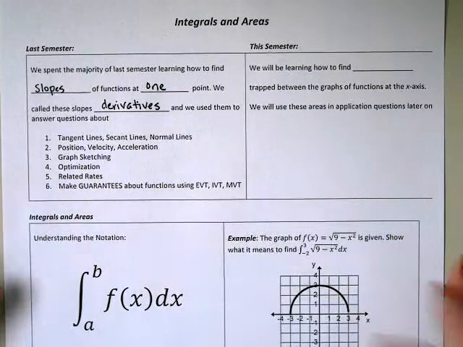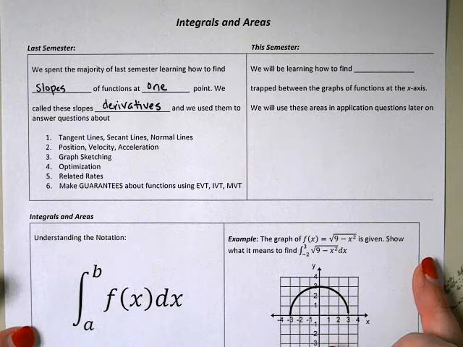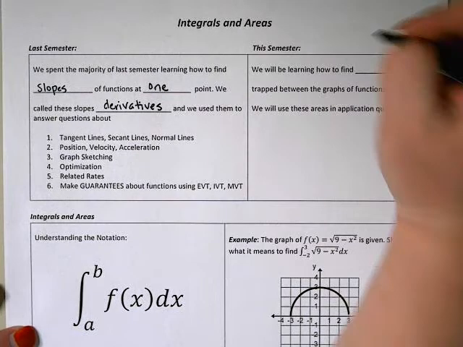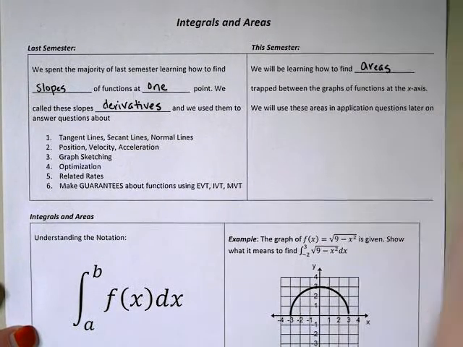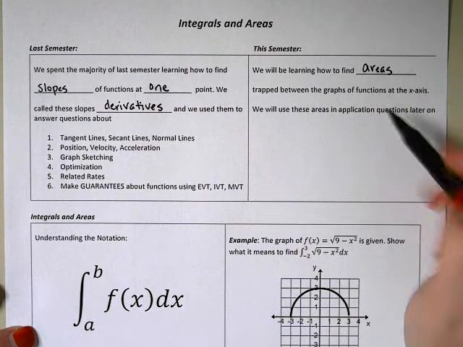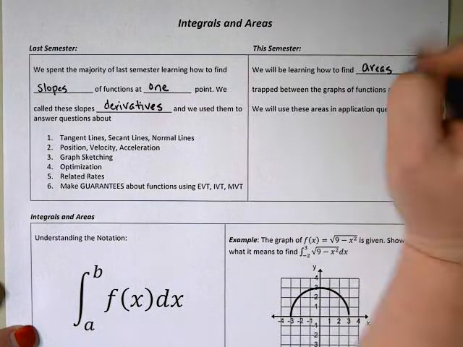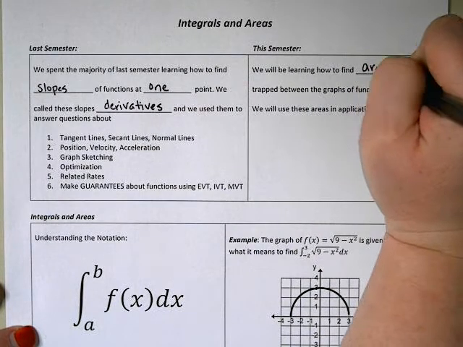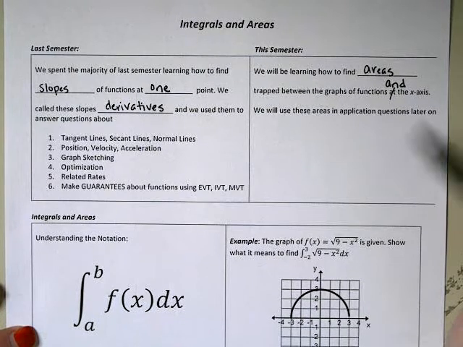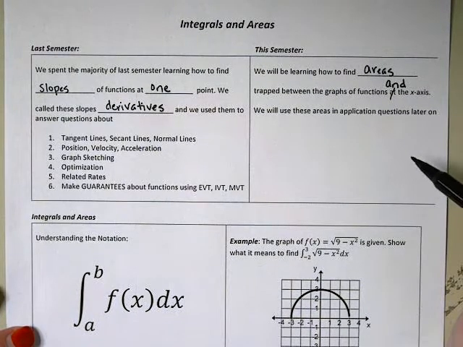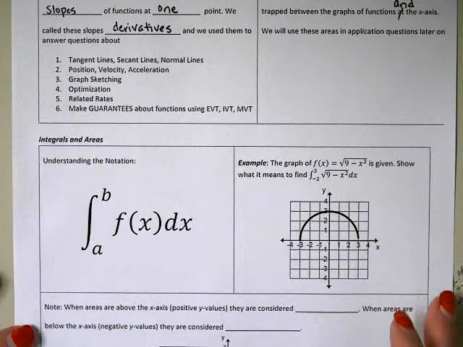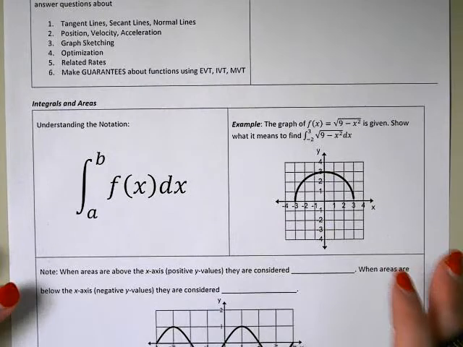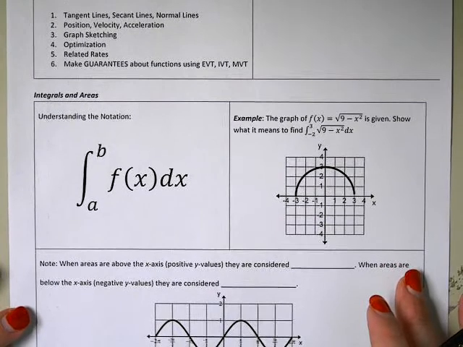Alright, but now we're going to shift gears a little bit, and this semester we're going to be learning how to find areas that are trapped between the graphs of functions, this should say and, the x-axis. And we're going to use these areas in application questions later on. It's going to be a big idea on the AP exam. So let's first start by taking a look at this notation.